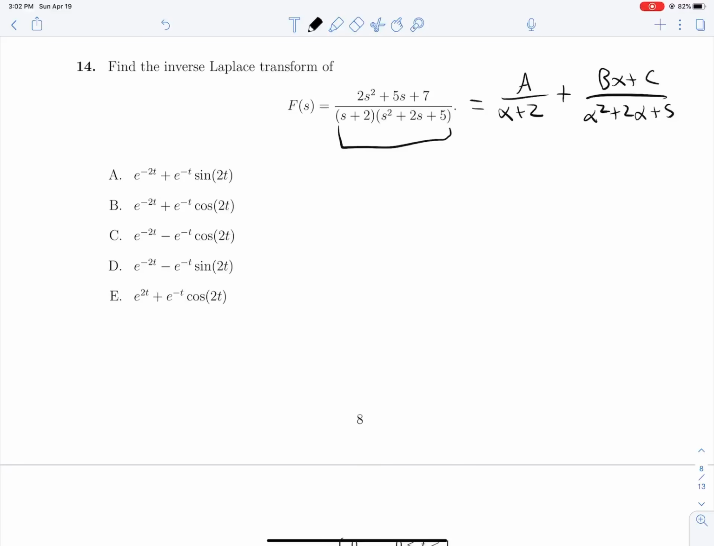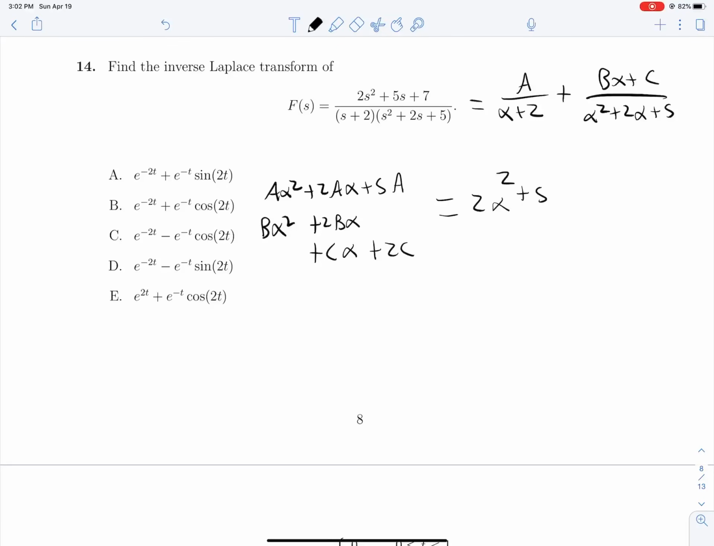Multiplying this entire denominator up into everything, we get a alpha squared plus 2a alpha plus 5a plus b, and I'll sort this a little better, b alpha squared plus 2b alpha plus c alpha plus 2c, and this is equal to 2 alpha squared plus 5 alpha plus 7.